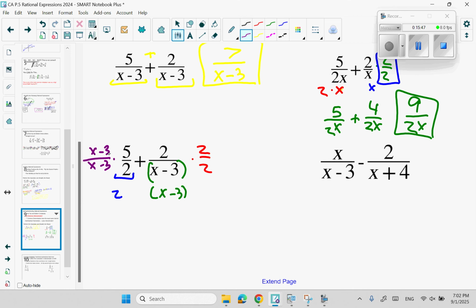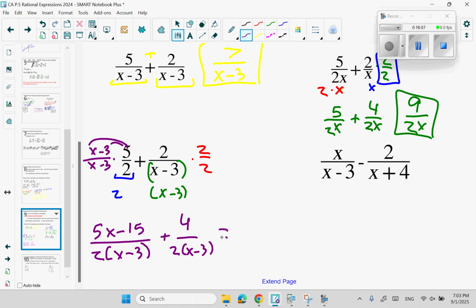Well, this 5 gets distributed to both terms, so 5x minus 15 over the denominator of 2 times the quantity of x minus 3, plus 2 times 2 is going to give me 4 over the factor of 2 times the quantity x minus 3. You can distribute the denominator. You don't have to. I keep it in factored form. Then from there, we're just combining like terms. Negative 15 plus 4 gives me 5x minus 11 over 2 times x minus 3.